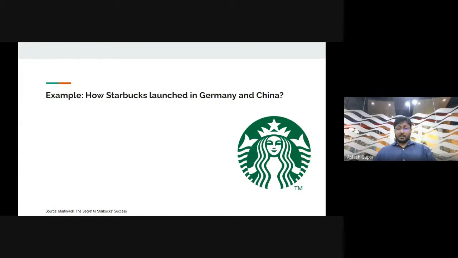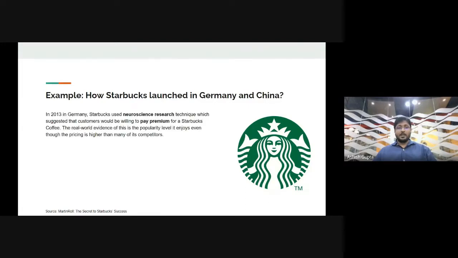And this is an example, and I really love this example in terms of how Starbucks really modified the strategy depending on the market, right? In Germany, what Starbucks did when they launched in 2013 was use a neuroscience research technique, which actually suggested that consumers would be willing to pay a premium for Starbucks.